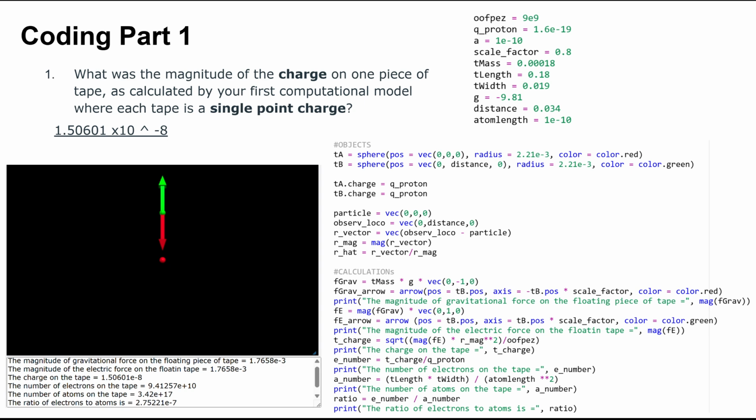And to answer the question for coding part 1, what was the magnitude of the charge on one piece of tape as calculated by your first computational model? Our answer is 1.50601 times 10 to the negative 8.